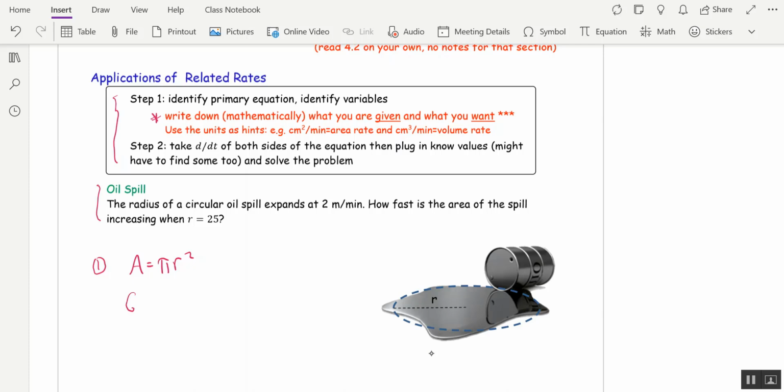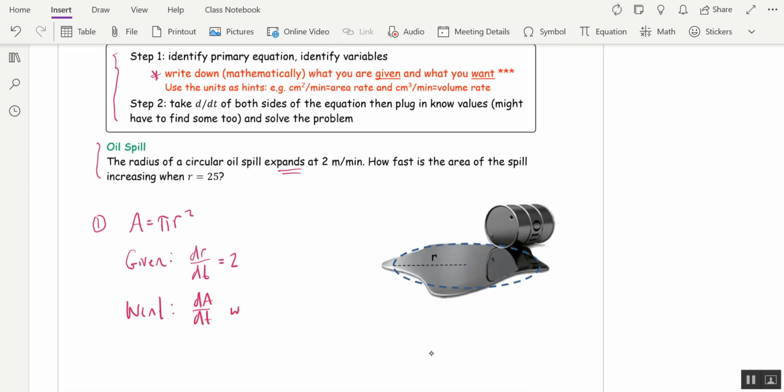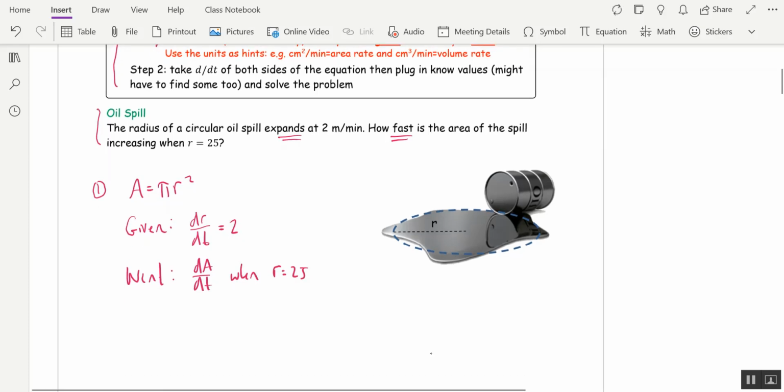So what are we given? You might want to pause the video and just see if you can do this on your own. We're given dr/dt equals 2. The radius expands, that's a rate, at 2 meters per minute. What do we want? We want dA/dt when r is 25. How fast, that's a rate, is the area increasing when r is 25? So what we're given is an equation, and what we want is an expression. But you have to be able to write those things down, because then step two is super easy.